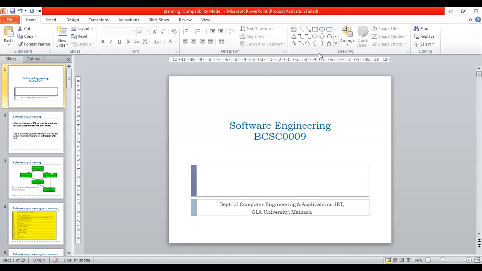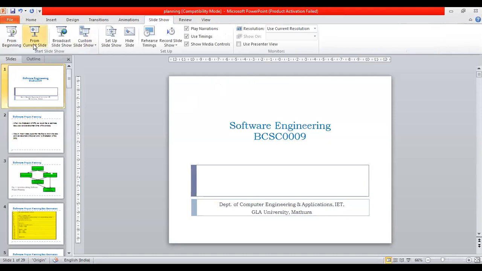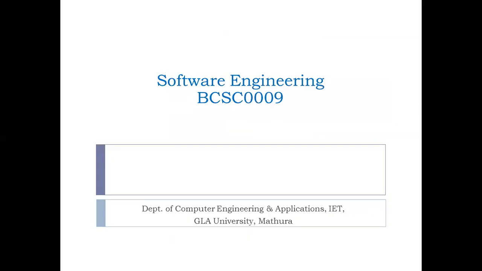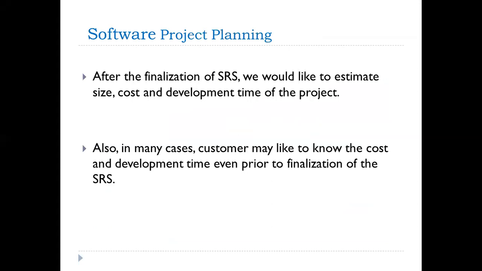Today we will discuss software project planning. What do you understand by software project planning? Software project planning is an activity in which we are able to identify the size of the project, cost, development time, as well as the scheduling of the resources.